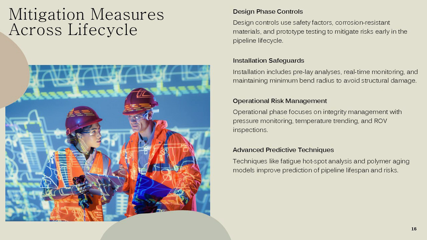Operational risk reduction relies on integrity management programs incorporating annulus pressure monitoring, temperature trending, and periodic ROV inspections. Advanced techniques such as fatigue hotspot analysis and polymer aging models enhance predictive capabilities. Emergency preparedness, including contingency plans for leak response, further reduces residual risk. By integrating these measures into a comprehensive risk management framework, operators can maintain fitness for service and extend asset life while ensuring compliance with API RP17B and related standards.